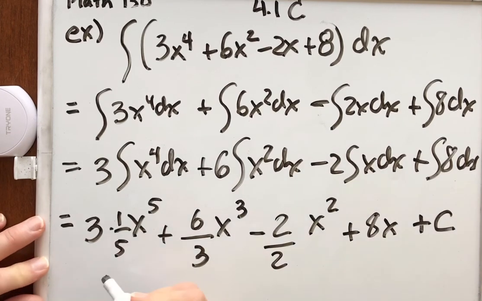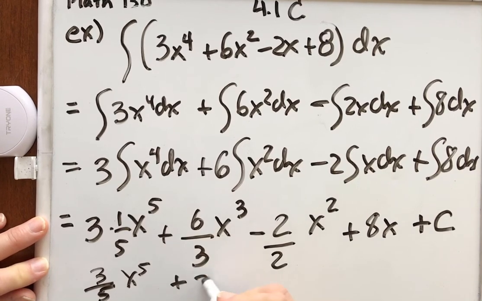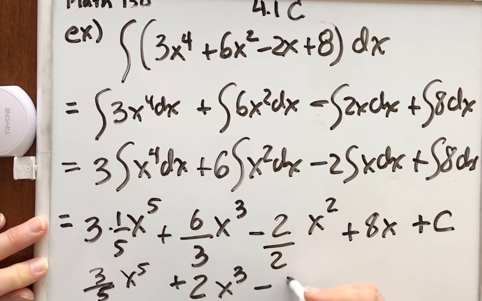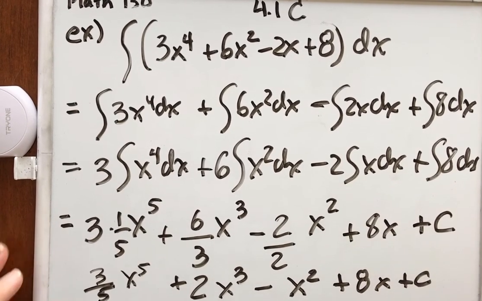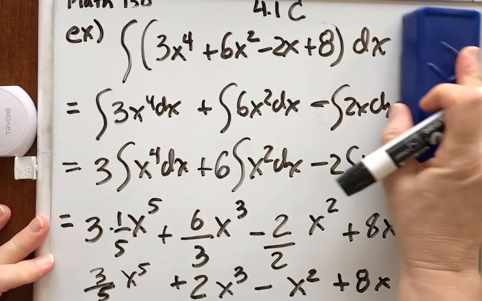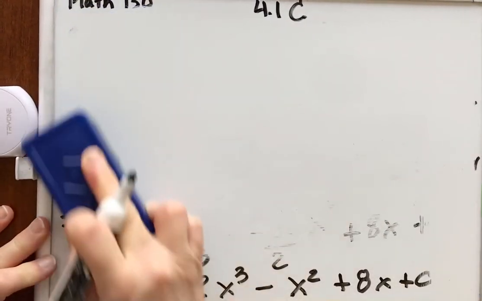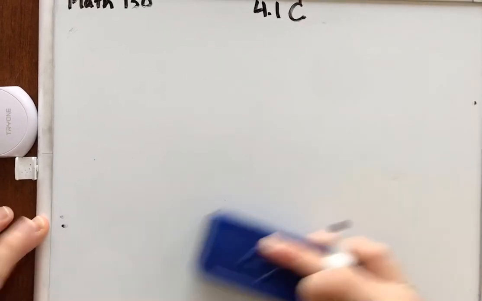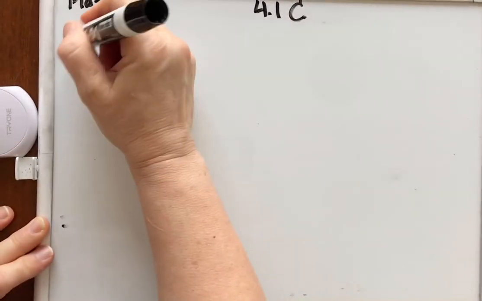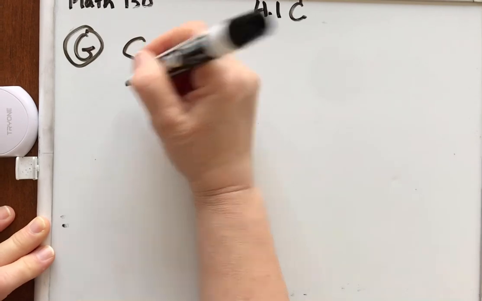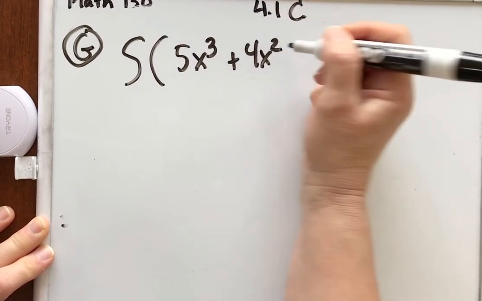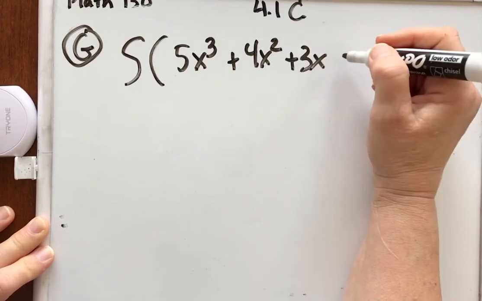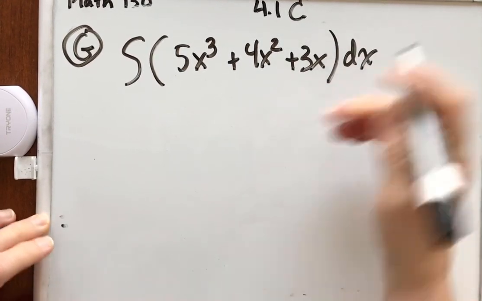All right, so let's finish this completely. We have 3/5 x to the 5th plus 2 x cubed minus x squared plus 8x plus c. Okay, now I'm going to have you do one in your groups. Same type of problem. Okay, here you go. You're going to integrate 5x cubed plus 4x squared plus 3x dx.